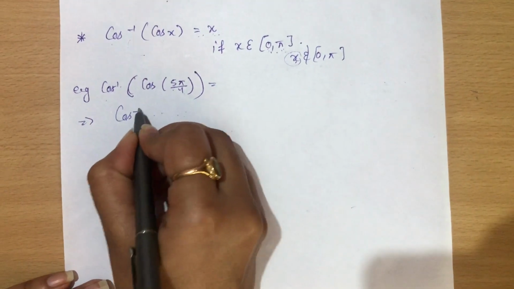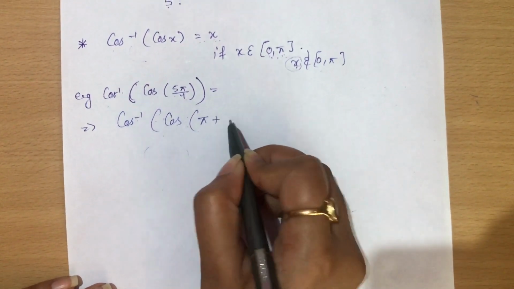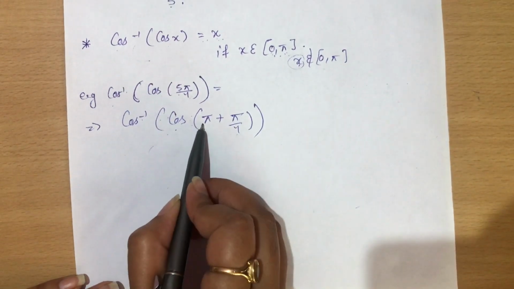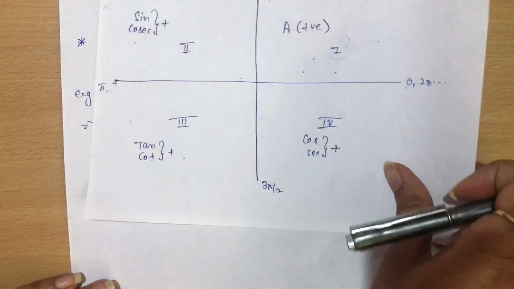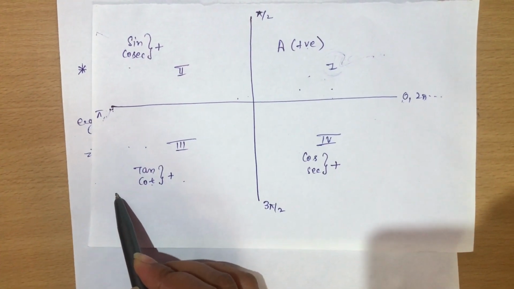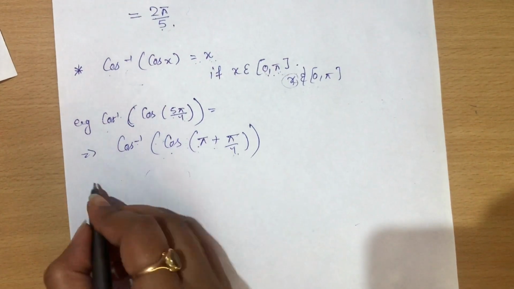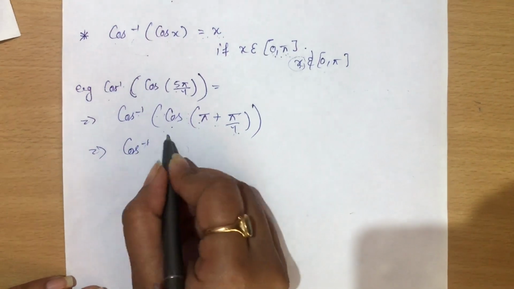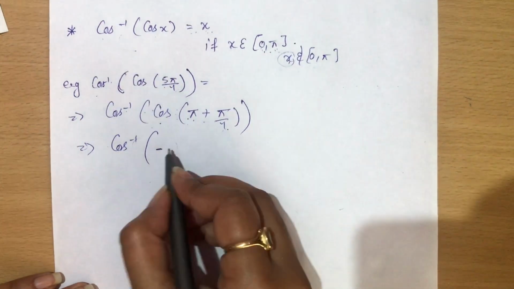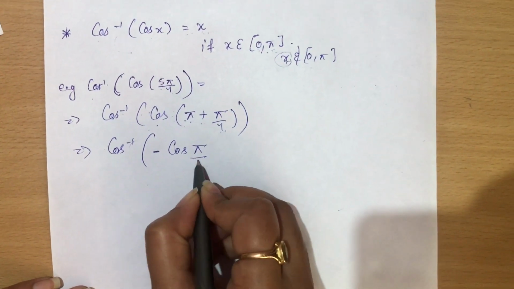So can we write this as cos(π + π/4)? Yes students, and what is your cos(π + π/4)? So this is your π, and π + π/4 means it lies in the third quadrant, and in the third quadrant only tan and cot are positive. So your cos is what? You will get a negative sign, and π means no transformation occurs, so cos remains the same, and your θ is π/4.